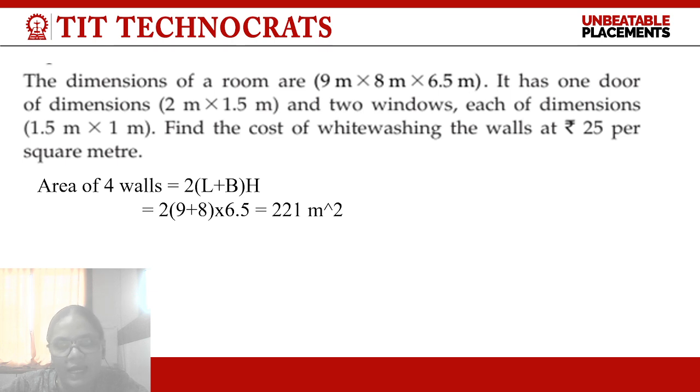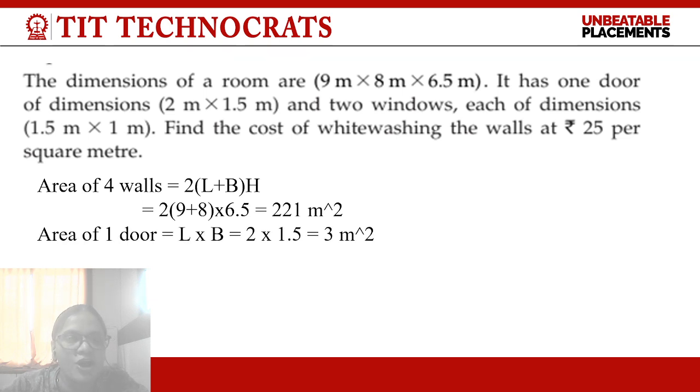So first of all, we'll calculate the area of the door. There is one single door and its length is 2 meter and width is 1.5 meter. So it is in the shape of a rectangle and the area of a rectangle is length into width. So the area of one door is length, which is 2 meter, as given in the question, into width, which is 1.5 meter. When you multiply, you will get 3 square meter as the area of the door.